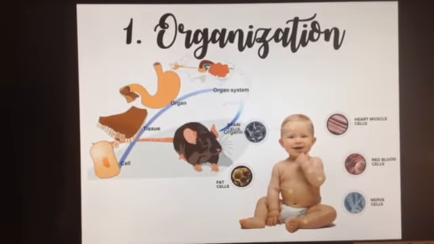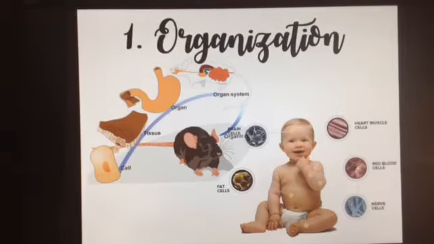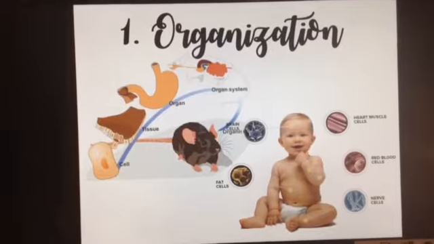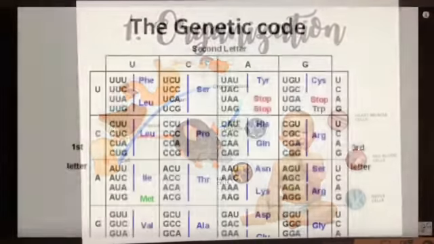The first one is the organization. Life on Earth is organized in levels in which the lower ones give sustenance to the superiors, and nothing can exist or function without this composite organization.